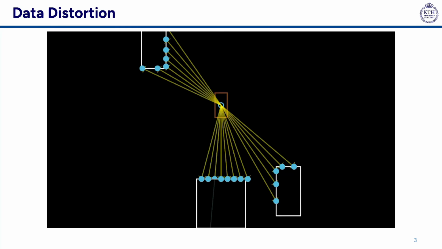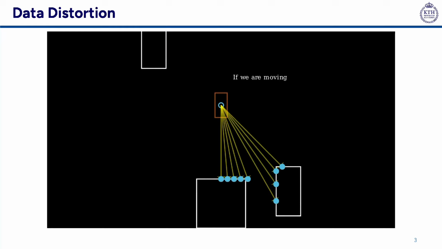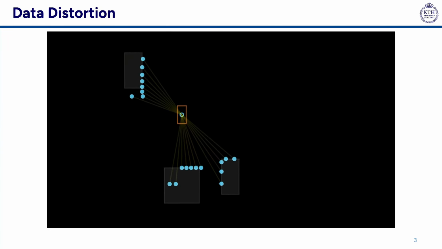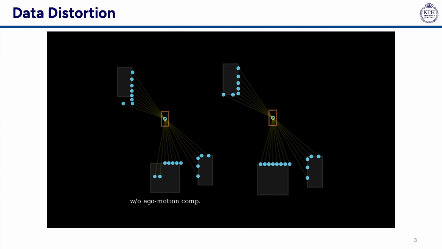As you can see, when we move quickly, the data from a single frame get distorted due to our arm motion. When we apply the ego motion compensation, the data can correctly represent the environment again.